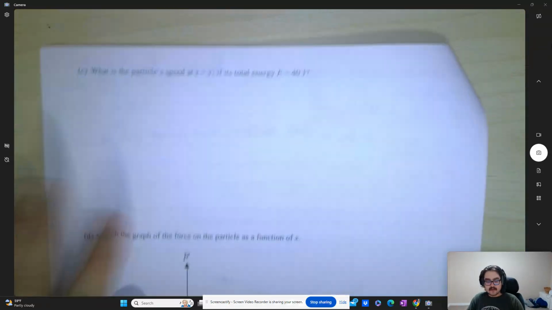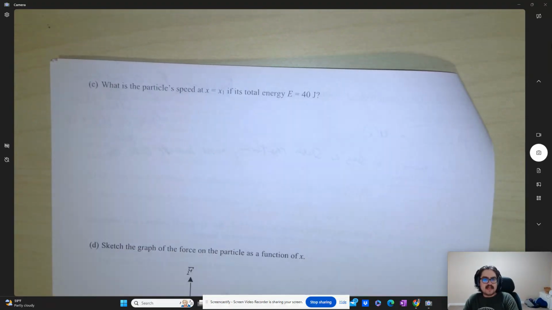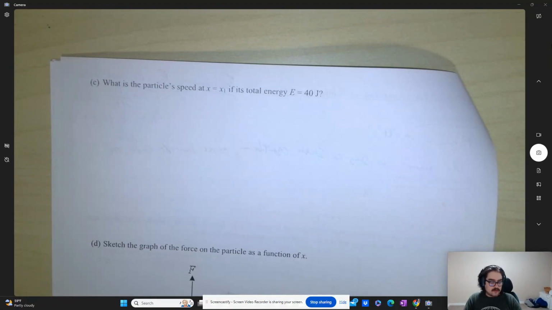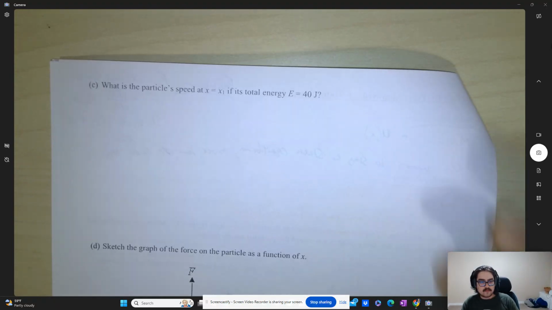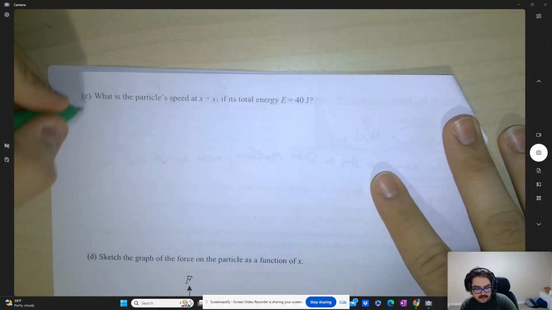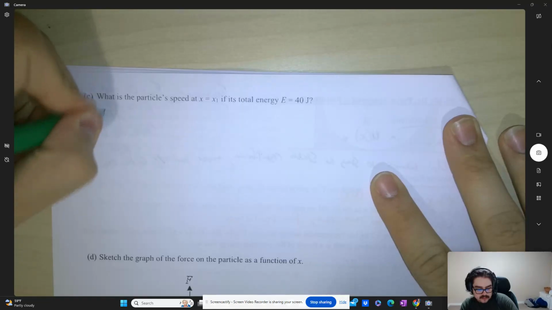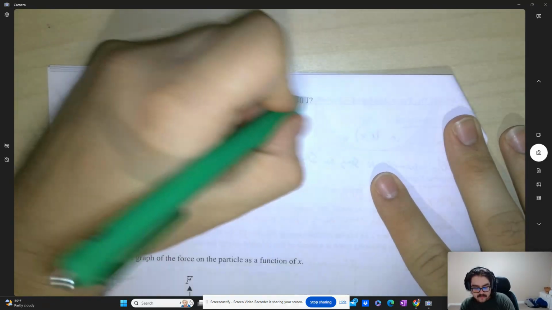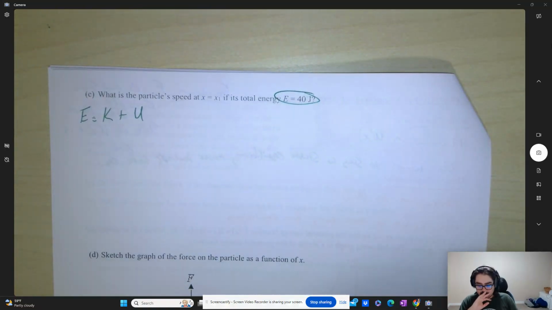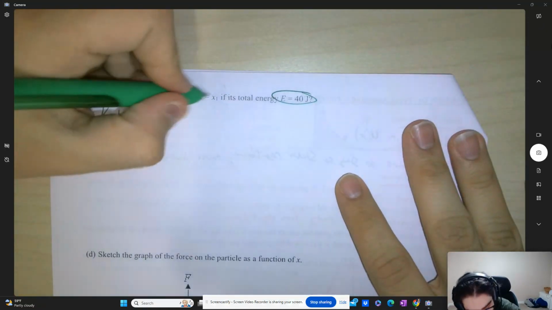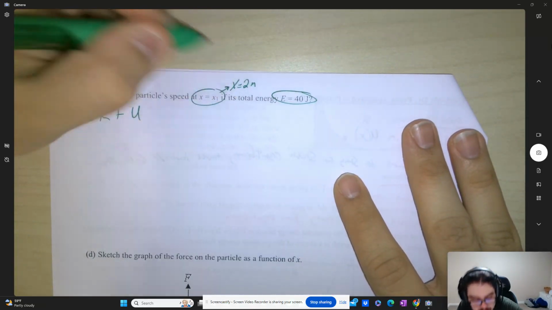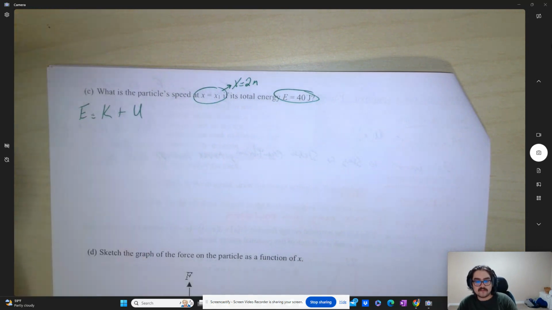What is the particle speed at x equals x1 if its total energy is 40 joules? Well, in order to figure that out, I need to use my conservation of energy. The total energy is kinetic plus the potential. If the total energy is 40 joules, and by the way, this is x equals 2, because we already solved that from earlier.